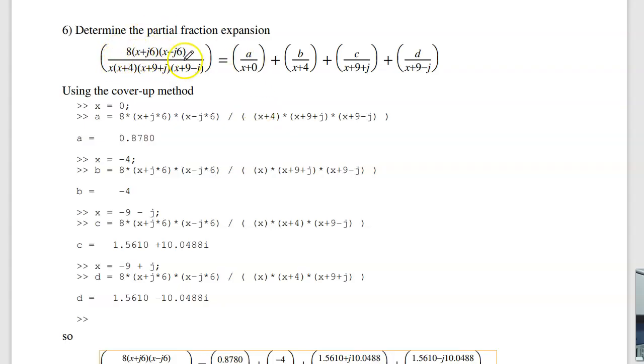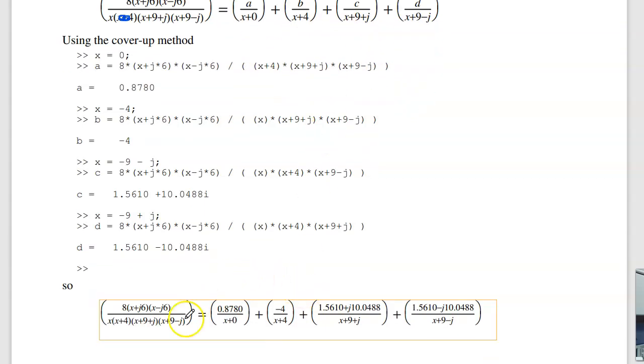Similarly, if I have complex numbers in the numerator, doesn't really matter. Using the cover-up method, for the first term, I plug in x equals 0, cover up this guy, evaluate it, I get a. For the second term, cover up -4, evaluate at x equals -4, get the second term, and so on for the rest. So here's the partial fraction expansion.